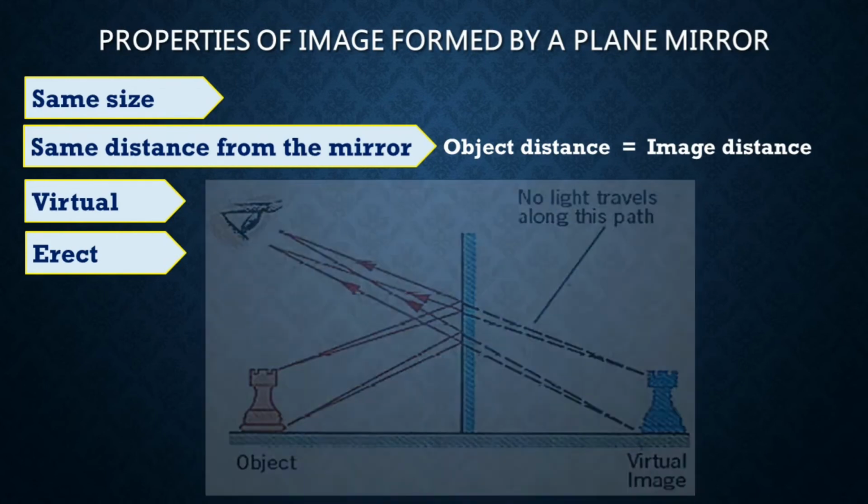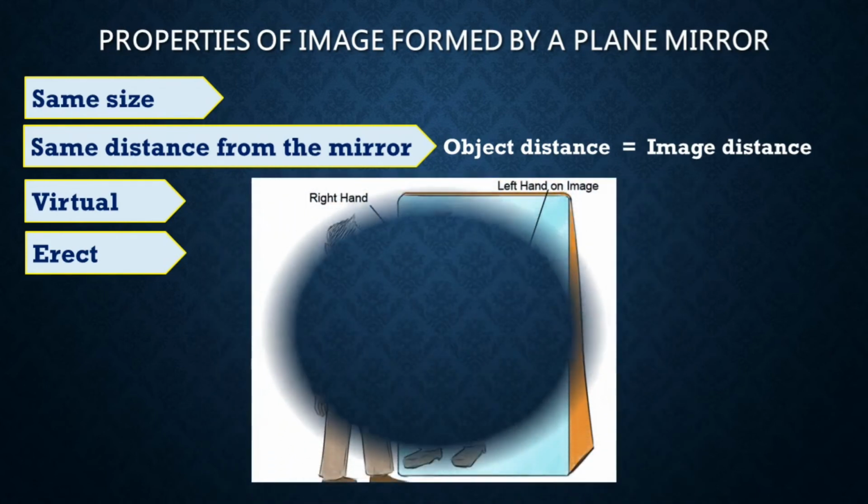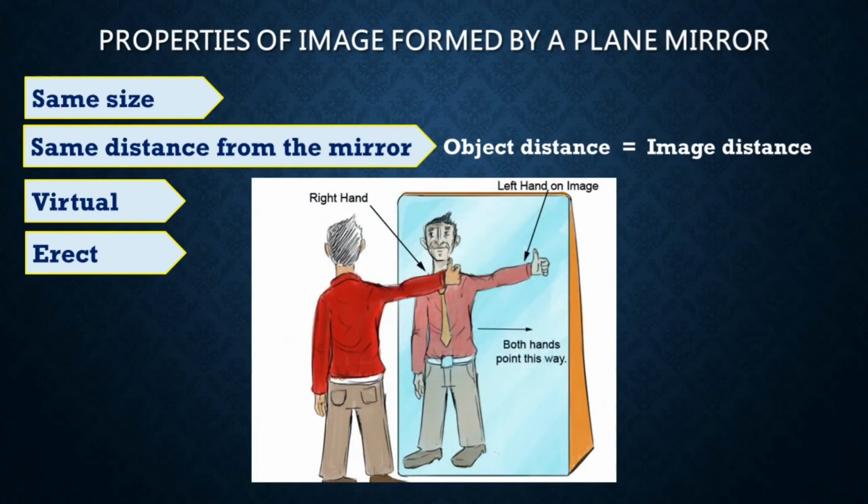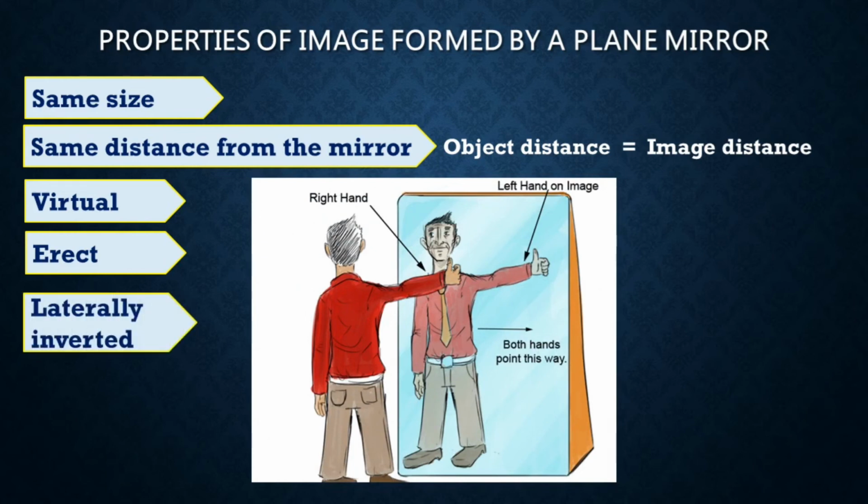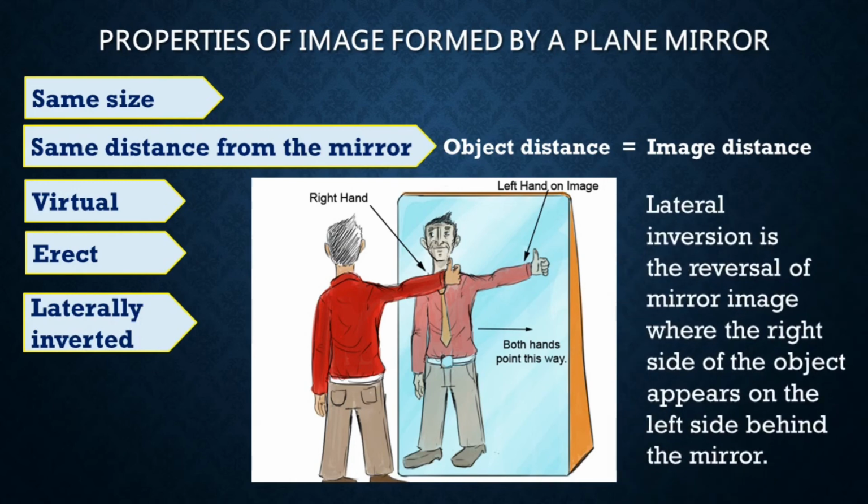Now you lift your right hand. You can observe that your image lifts its left hand. And if we lift our left hand, then the image appears to lift its right hand. This means that the right side of our body becomes left in the image, whereas the left side of the body becomes right in the image. This property is called lateral inversion. So, images formed in a plane mirror are laterally inverted or sideways reversed with respect to the object.